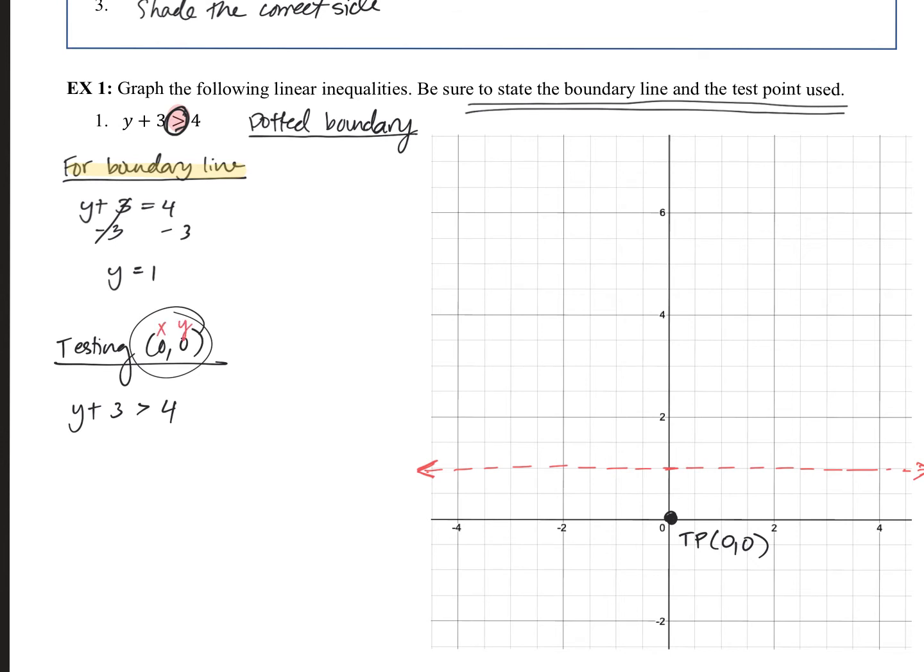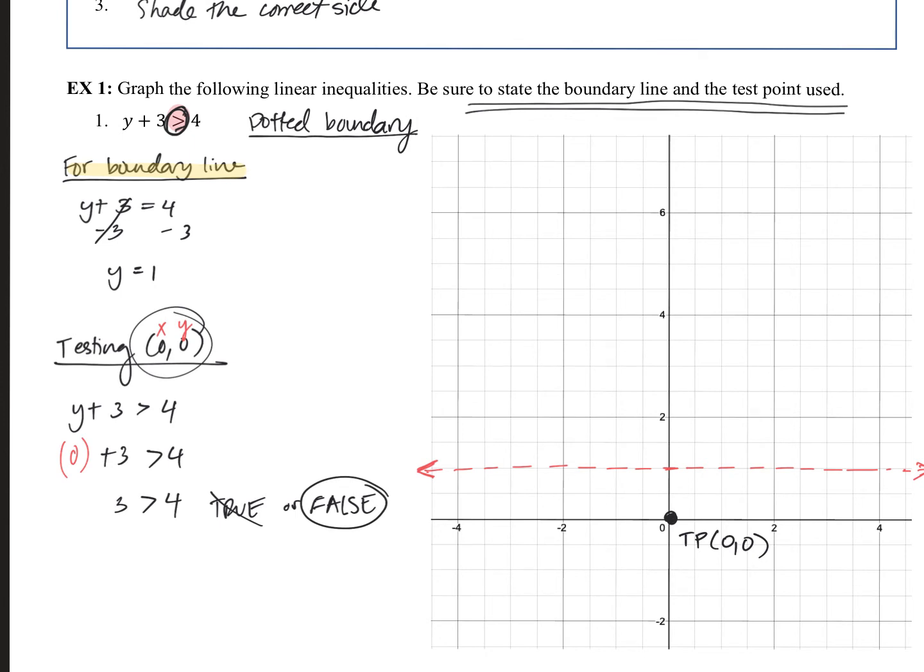So x and y are both supposed to be 0 in this. So go ahead, y is 0, plus 3 greater than 4. There's no x value, but that's okay. So then I have that 3 must be greater than 4. Is this true or false? The answer is 3 is not greater than 4, so this is not true. It is a false statement.